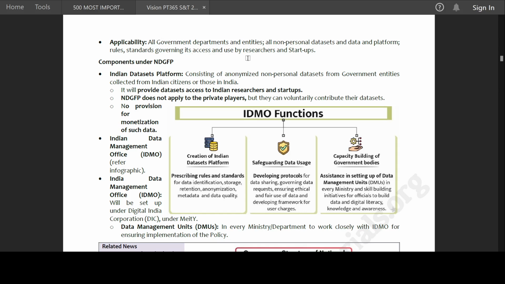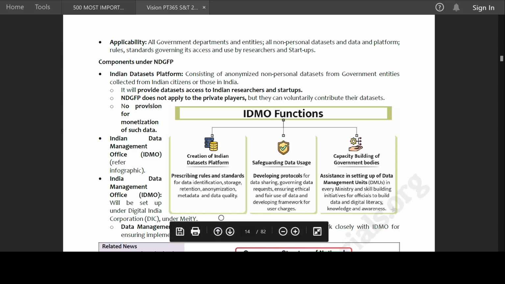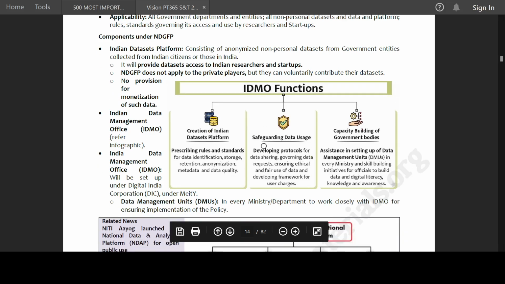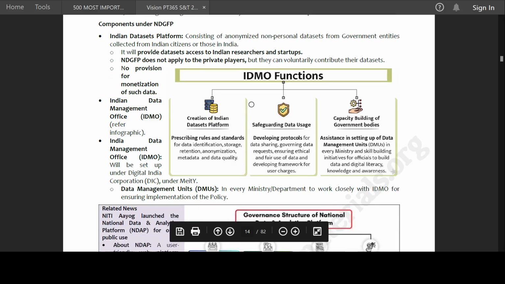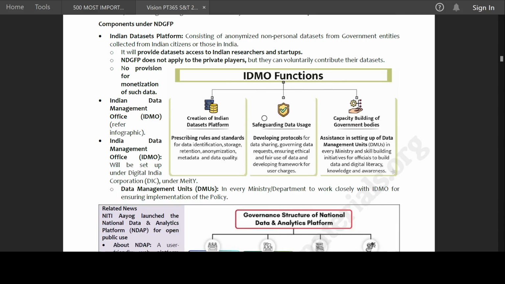Components under the NDGFP are the Indian Datasets Platform, the Indian Data Management Office, and Data Management units. The Indian Data Management Office functions in three ways: creation of the Indian Datasets Platform, safeguarding the data usage, and capacity building of the government bodies.